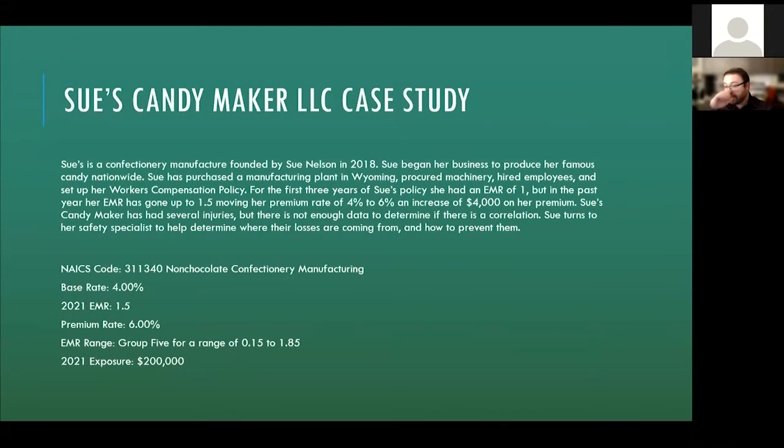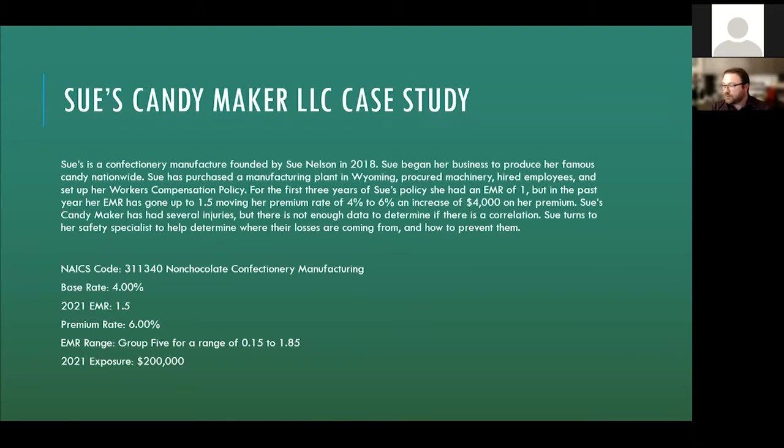But we're going to look at our case study. So Sue, she's a confectionery manufacturer founded in 2018. Sue began her business to produce her famous candy nationwide. Sue has purchased a manufacturing plant in Wyoming. She's procured machinery, hired employees, and set up a workers' compensation policy.